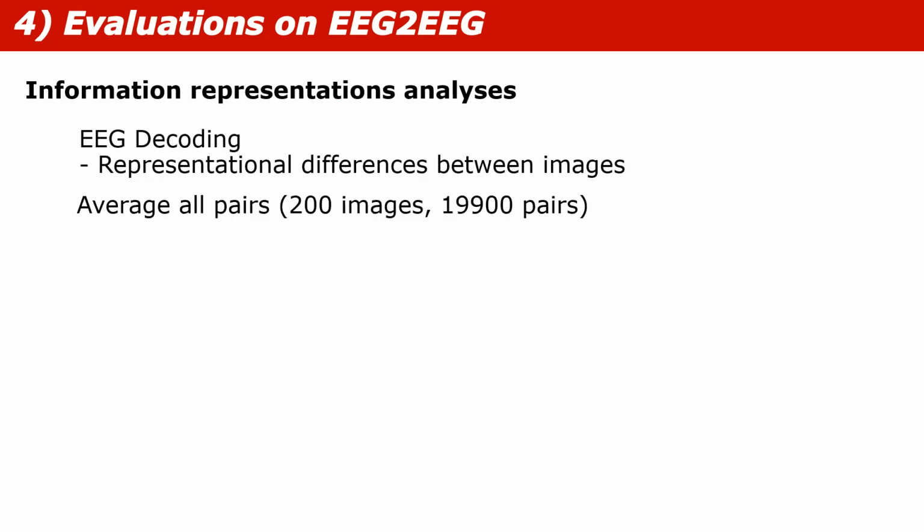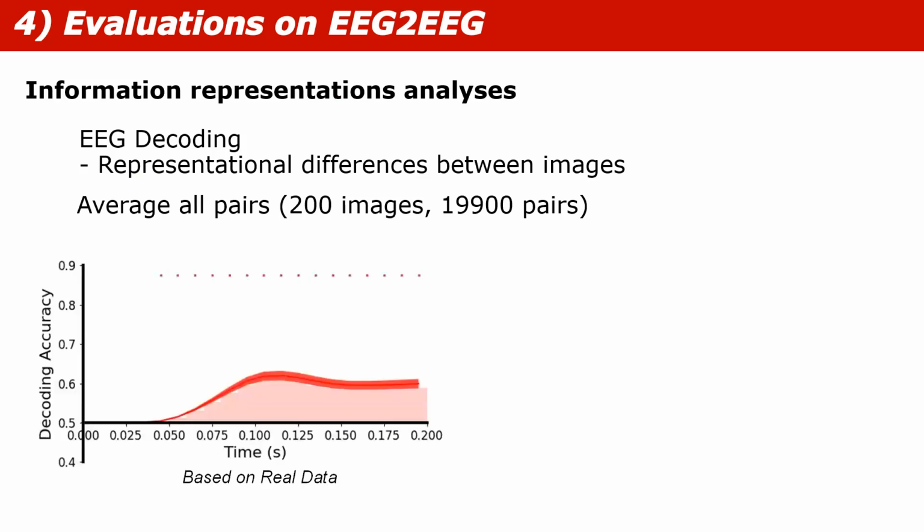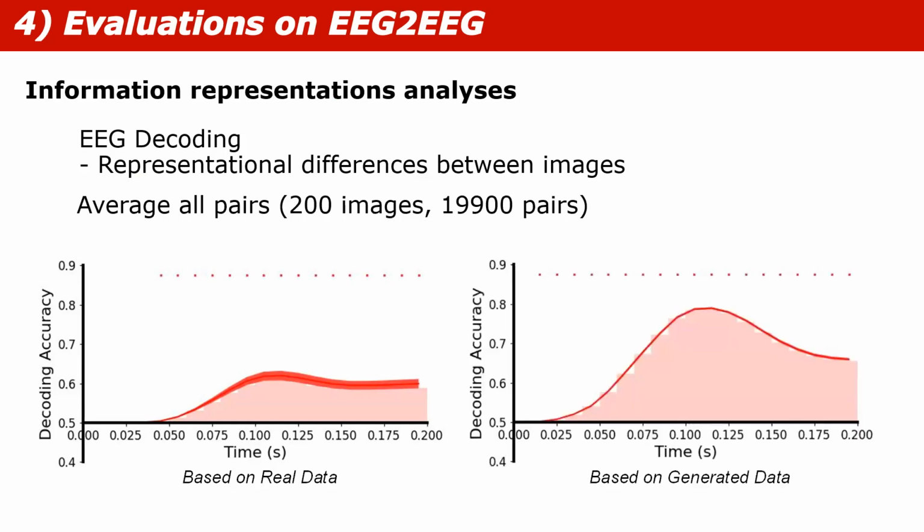First, for the EEG decoding, we want to track the representational differences between images. So on the left is the result based on real data. We find a significant time window of representational differences across different images. And on the right is the result based on generated data. It also showed significant representational differences of the pattern across different images.